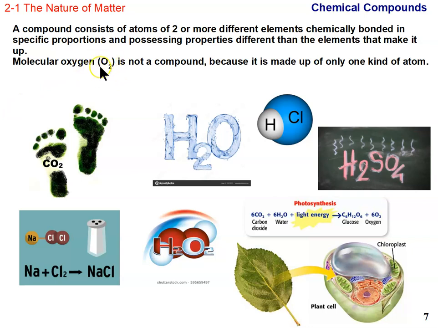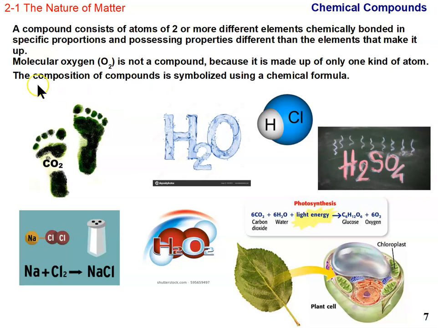Like I just mentioned, molecular oxygen, O2, is not a compound because it is made up of two atoms, or two or more atoms, like it says in the definition, but they're both the same kind. They're both oxygen. That makes this a molecule of oxygen. It's elemental oxygen. It's only made up of one kind of atom. The composition of compounds is symbolized using what we call a chemical formula.